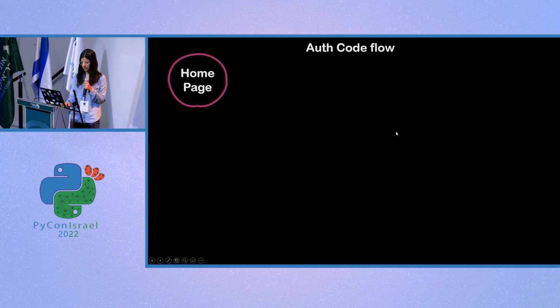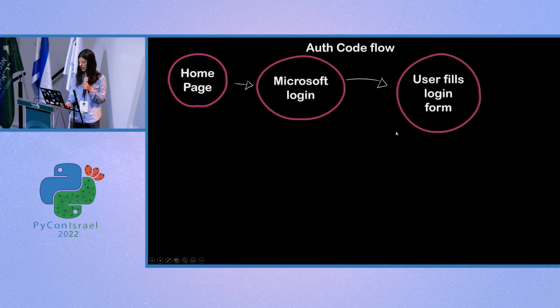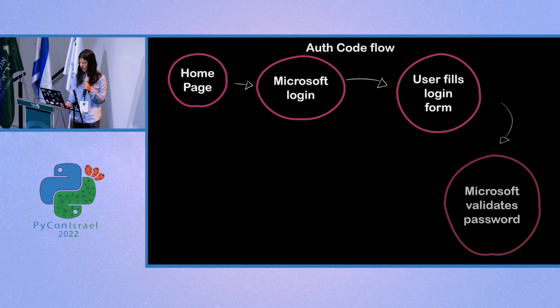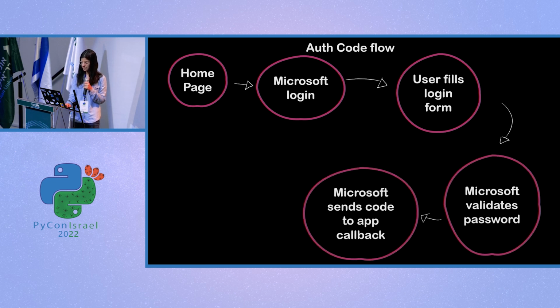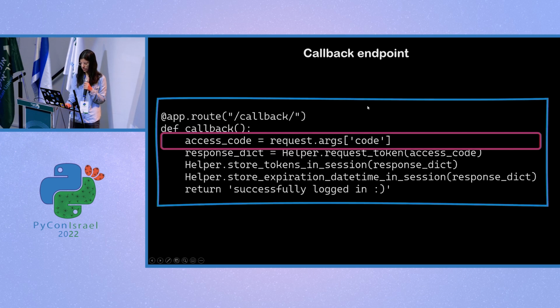So nice. The user came to the homepage and was redirected to the Microsoft login. Okay. Now it fills in the login form. Microsoft validates the login form. And now Microsoft sends the code to the app callback endpoint. Let's see how it looks.